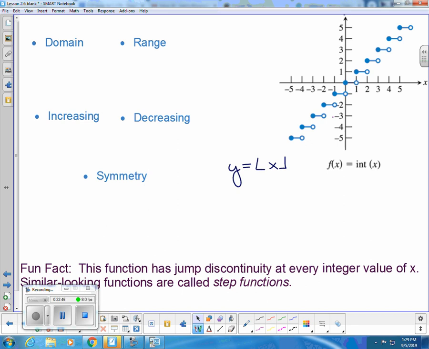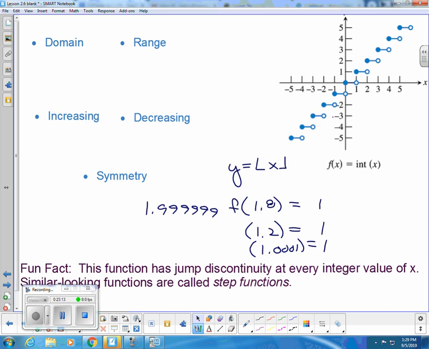So if I'm plugging in 1.8, it wants you to round it down to the last integer, which is what? 1. So it doesn't matter. 1.2 also rounds to 1. 1.0001 equals 1. 1.9999, I can write till my hand falls off, it's still going to equal 1. Until you hit 2, you're at the level 1. And then as soon as you put 2 down, you jump up to level 2 until you get to 2.9999. You hit 3, it pops up. So you keep jumping on these steps.